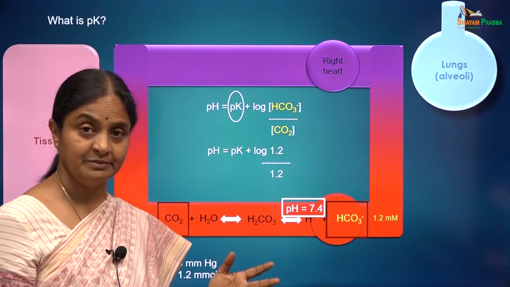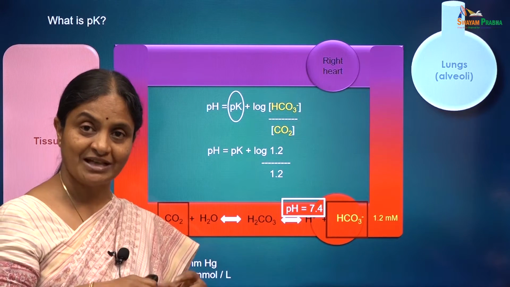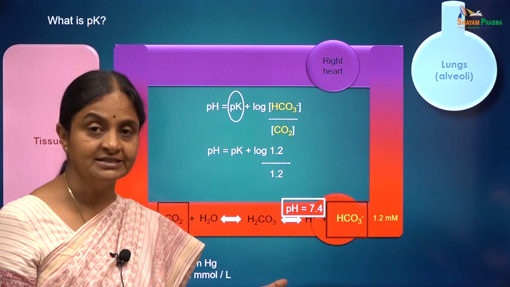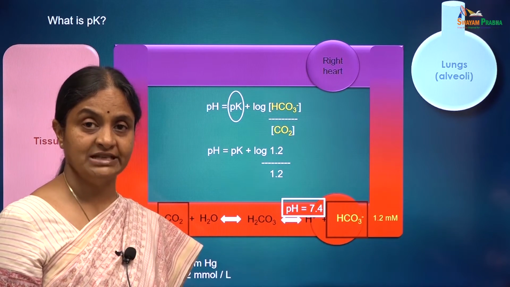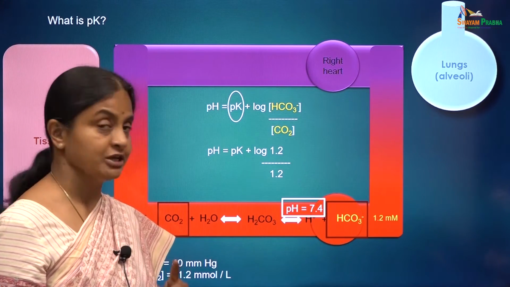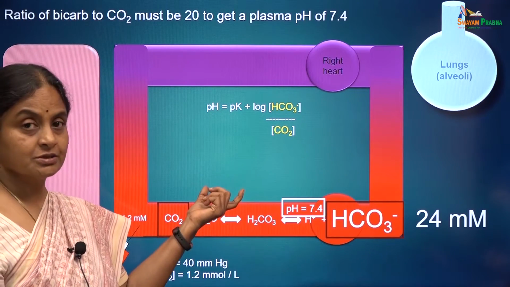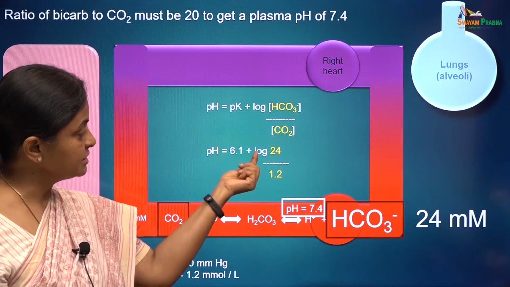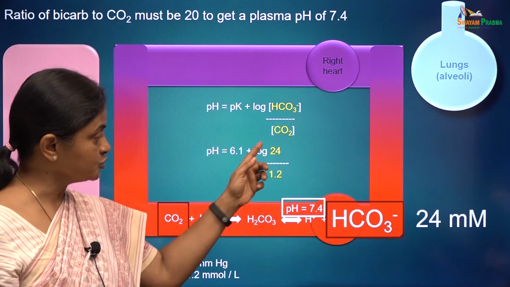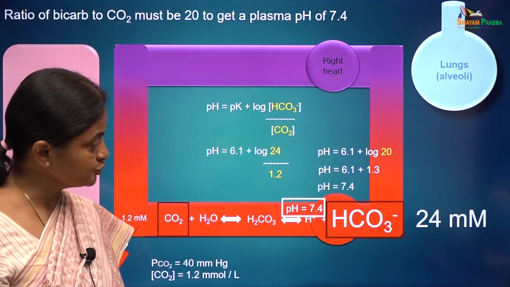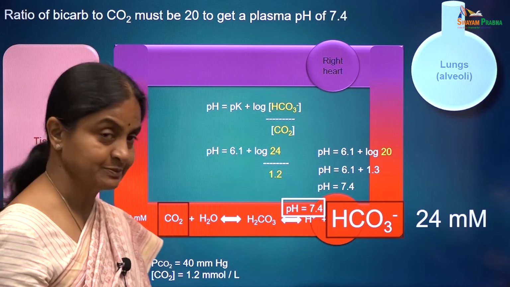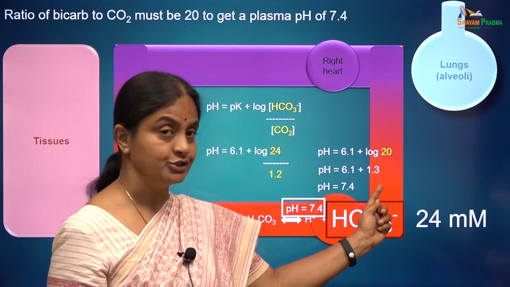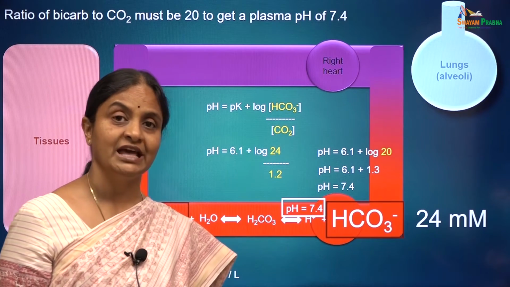pK is therefore the pH of a solution when you have equimolar concentrations of acid and base. That is experimentally determined. You add equimolar concentrations of acid and base to a solution and you test what the resulting pH is. That is indeed the pK of that solution. For the bicarbonate carbon dioxide buffer pair, pK is 6.1. The calculations would go like this. pH of this system would be the pK plus log 24 by 1.2, which would be log 20, and that would reduce to 7.4. That is how we get plasma pH. Then we can back calculate and say that this is going to give us a free hydrogen ion concentration of 40 nanomoles per liter.